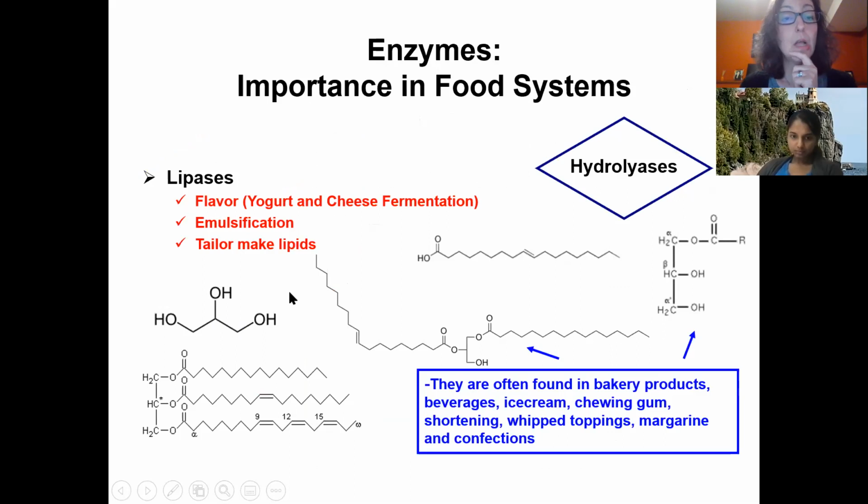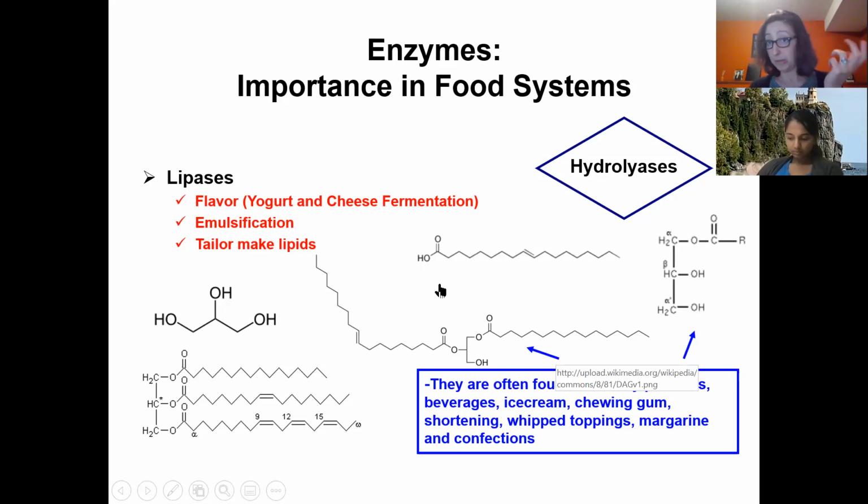Lipases are naturally present in dairy products, and they aid in formation of flavor during ripening. They are added to enhance emulsification, so to produce mono and diacylglycerols. So this is a monoglycerol, diacylglycerol. So these are emulsifiers that are added to emulsify in different applications.